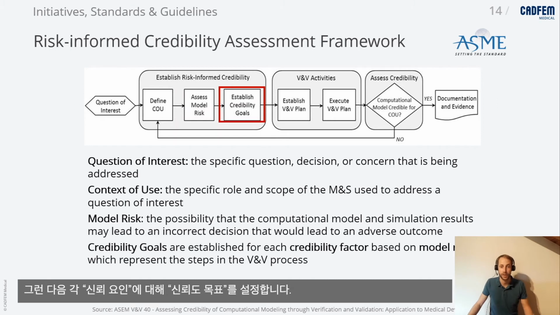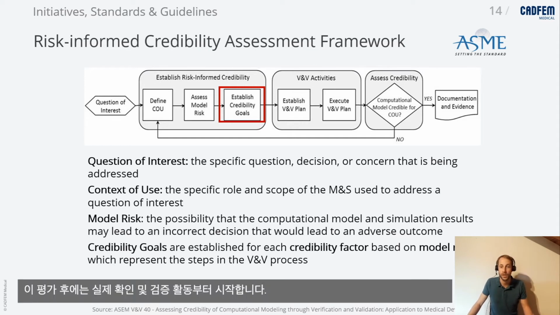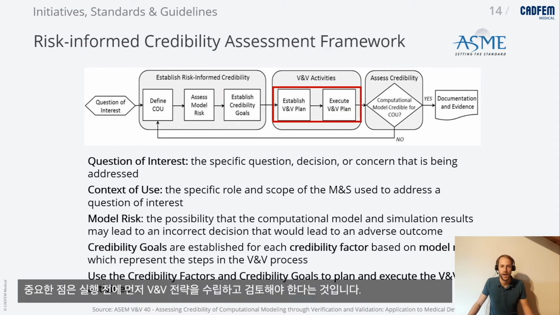After that, you establish credibility goals for each credibility factor. These factors and goals basically represent the steps in the verification and validation process of your model. After this assessment, you begin with the actual verification and validation activities. It is important to know that you first establish and review the verification and validation strategy before executing it. This means that you define appropriate activities to meet each credibility goal, define criteria that demonstrate that each goal has been met, and finally review the activity plan to evaluate if overall credibility is sufficient.